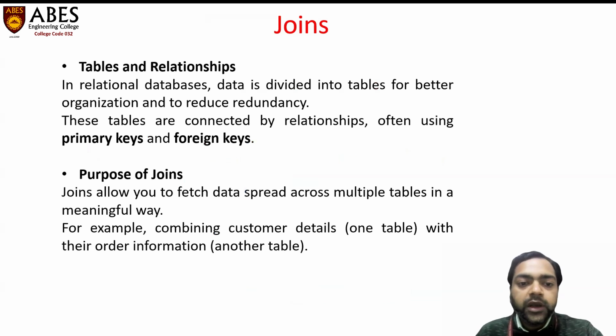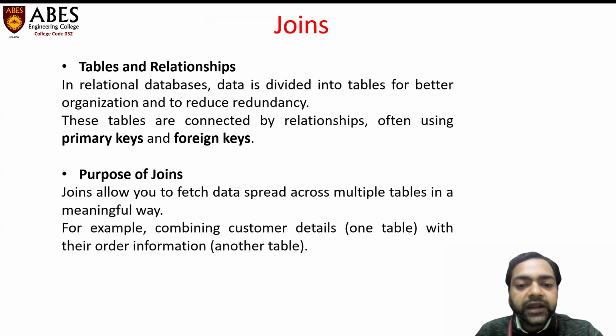So now what is join? In a relational database, we have already covered the concept of join. Basically, it is used to combine different tables, right? In relational tables and relationships, data is divided into tables for better understanding and better organization, to reduce redundancy. When we use the normalization concept, we divide tables further into subtables, to reduce redundancy and to increase the consistency of the data.